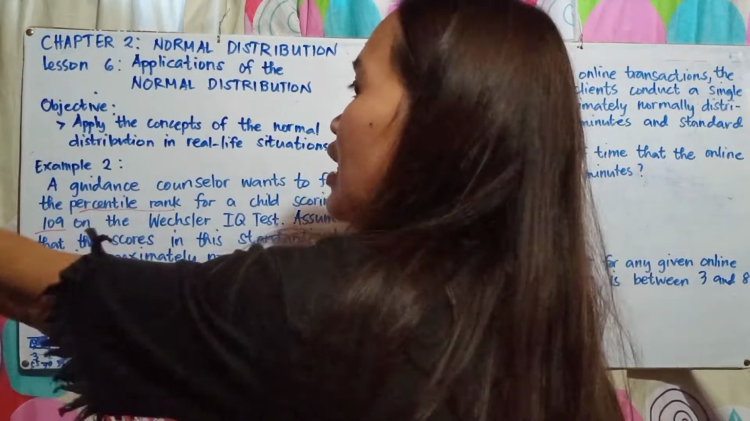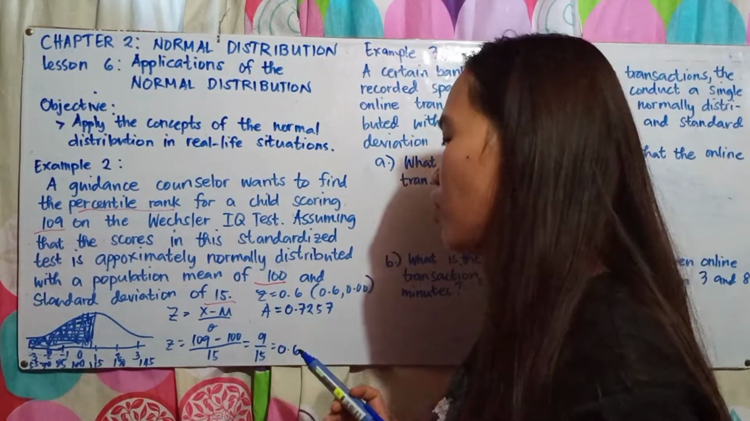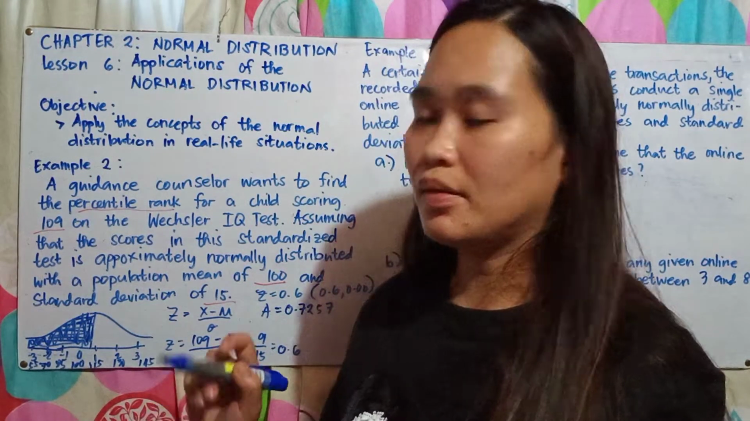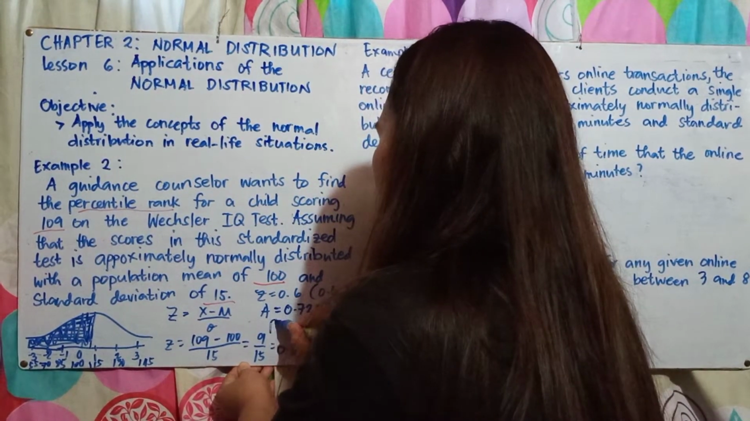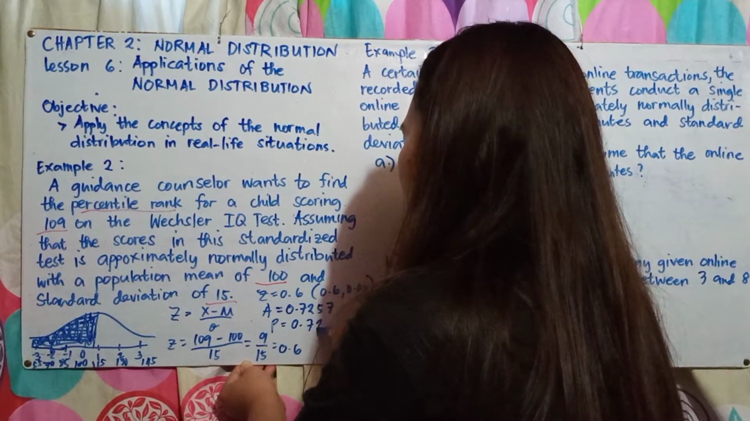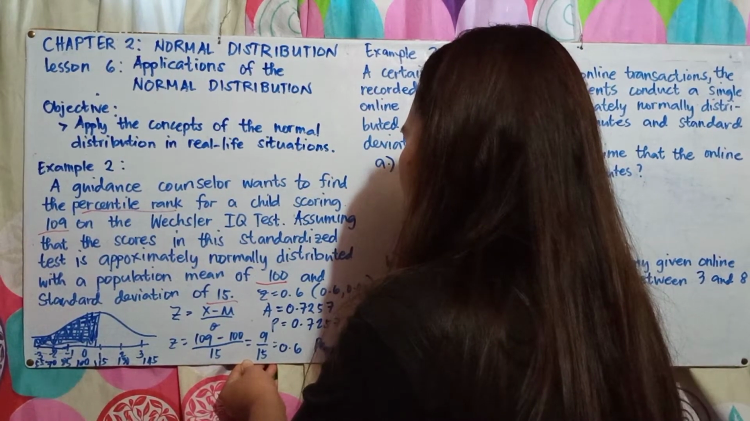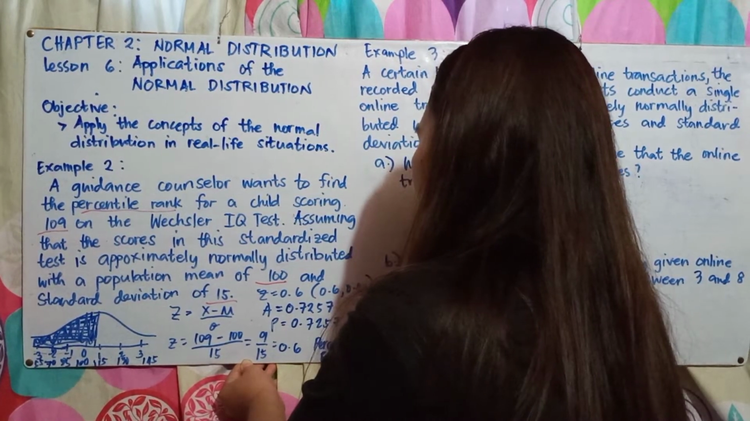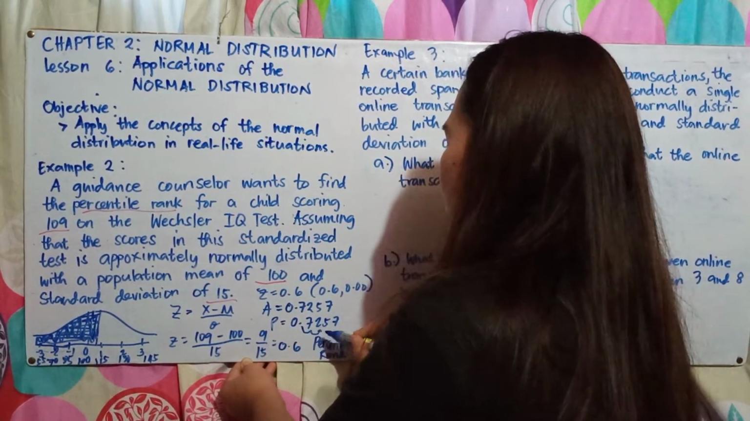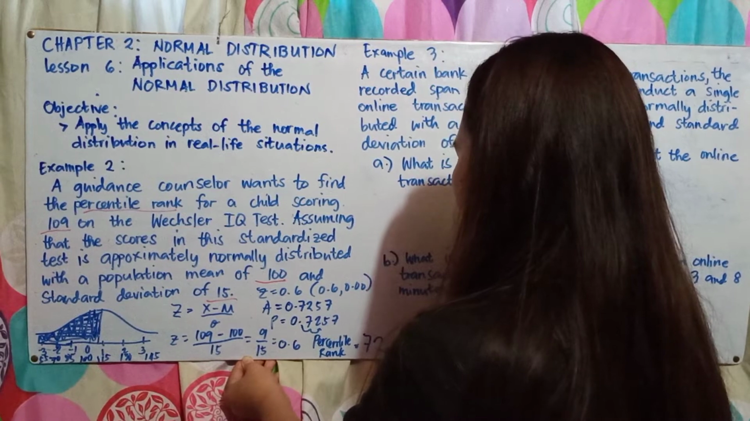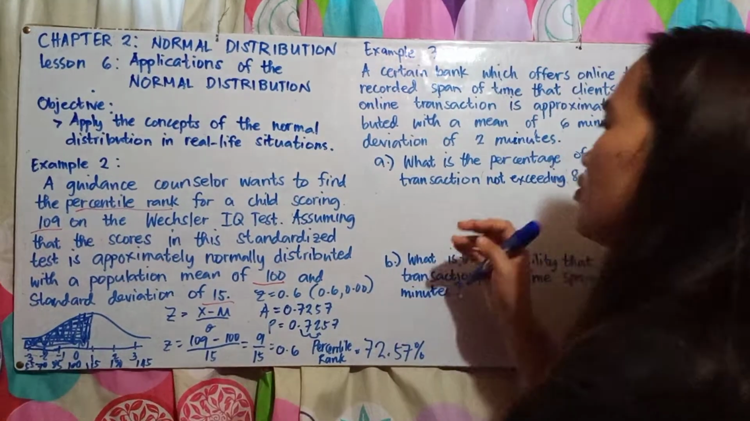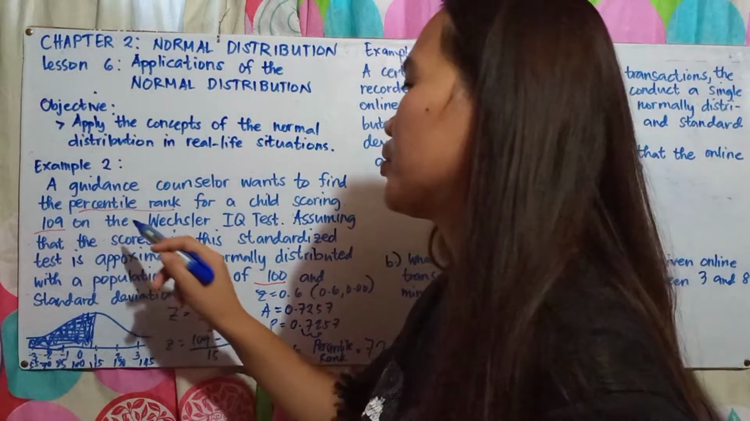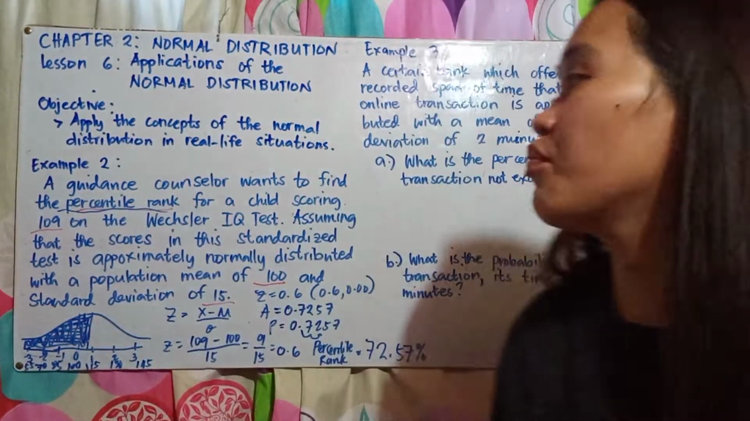Since diri man sa left, padulong sa left ang shaded portion, kung unsa tong area, same pod ang probability. So, ang probability niya is same lang gihapon. Ang percentile rank, i-move lang na nimo 2 decimal places. So, 72.57%. Therefore, ang answer sa example 2 natin is 72.57%, since percentile rank ang gipangita.